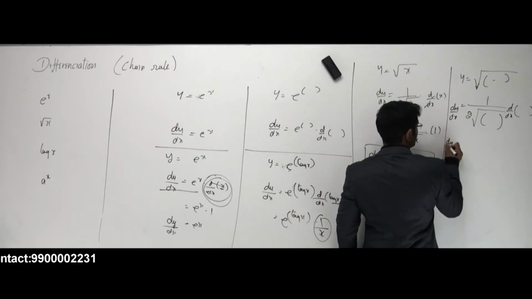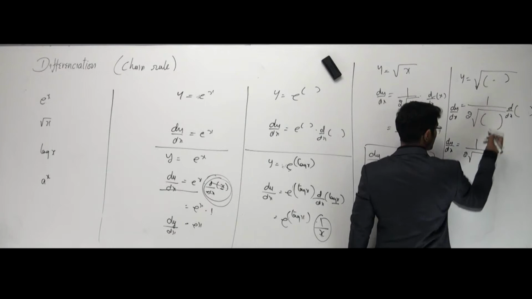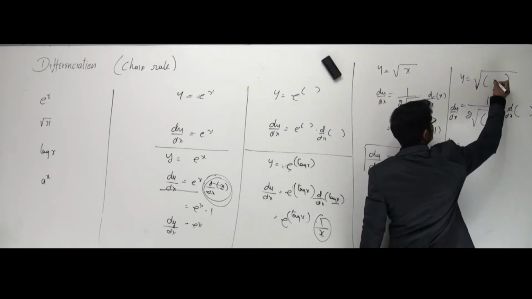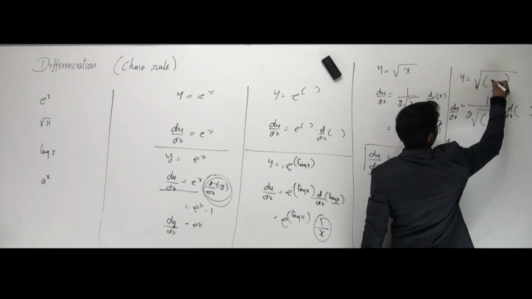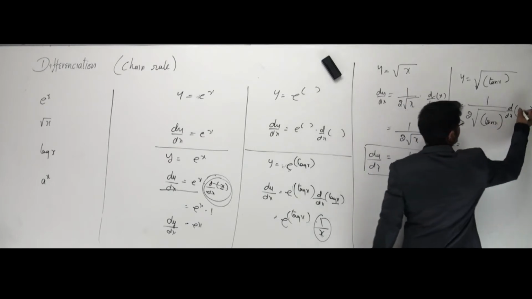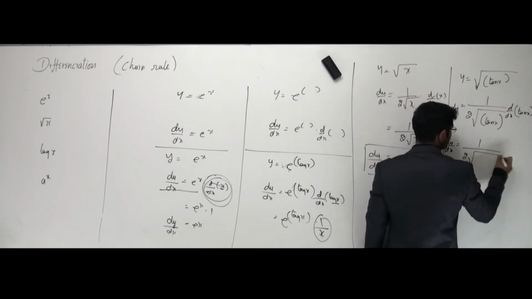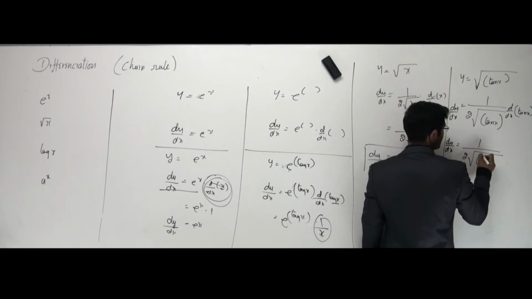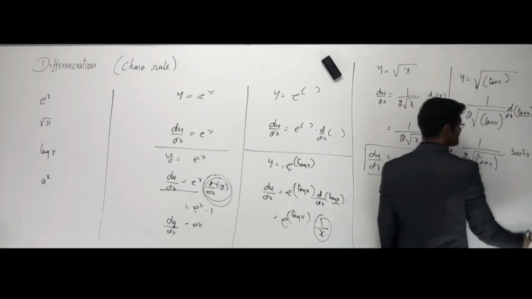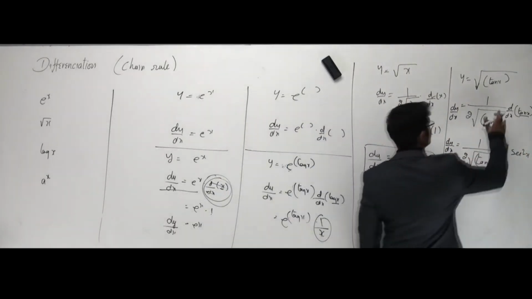So dy by dx would be 1 by 2 root of that whatever function into the differentiation of it. Let's say we fill this up with tan x. So you get a tan x here and you get a tan x here. So what happens to the problem? 1 by 2 root of tan x into, how do you differentiate this? That is secant squared x. That's it. Very simple.